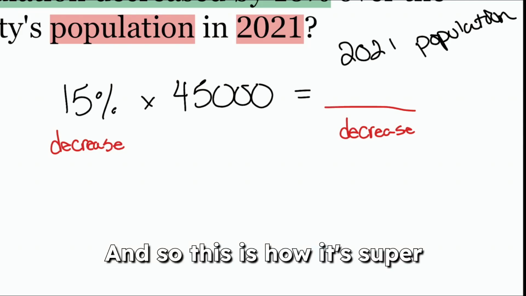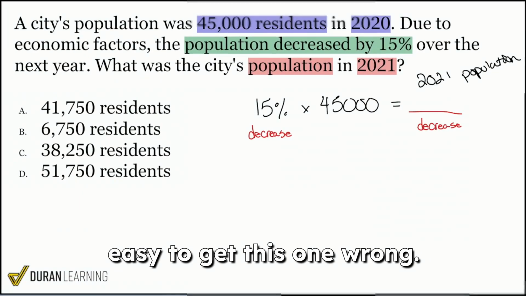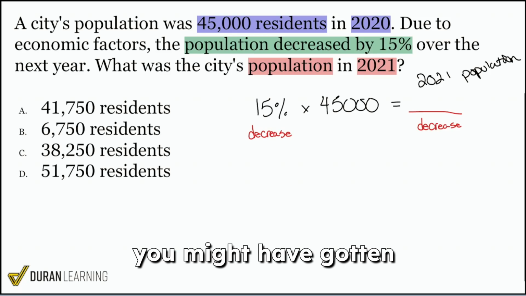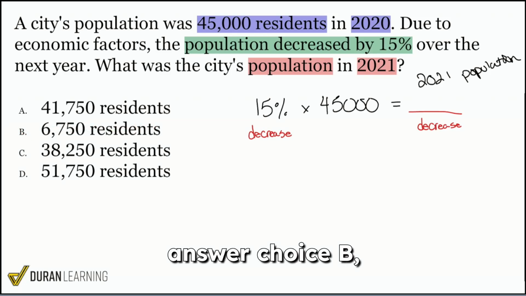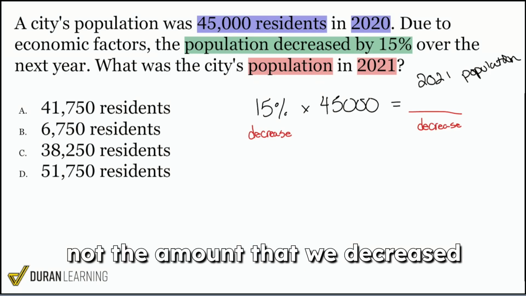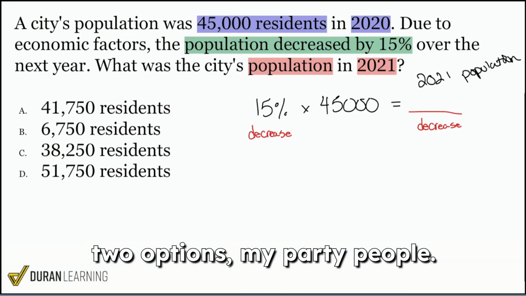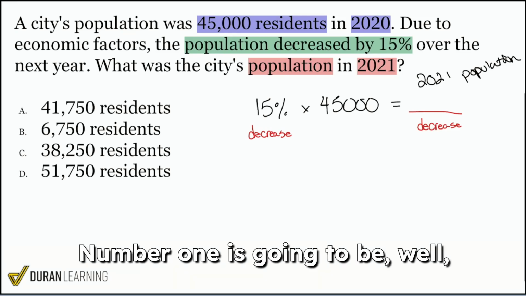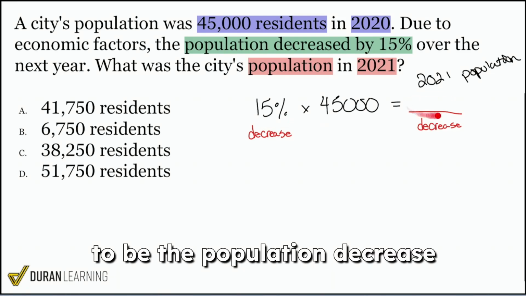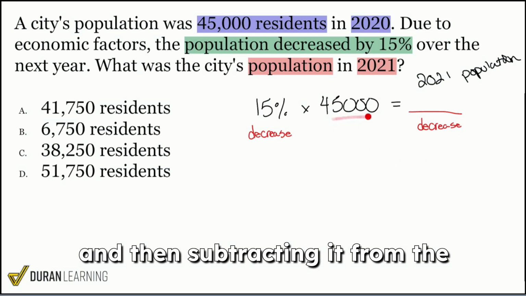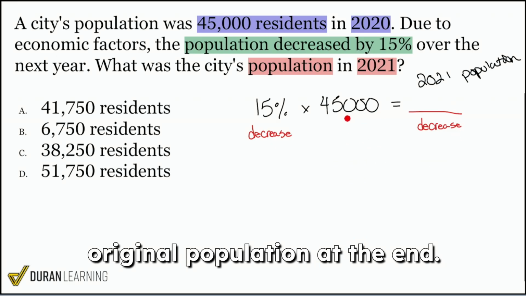And so this is how it's super easy to get this one wrong, because if you did it this way, you might have gotten answer choice B, which again is immediately wrong. We're looking for the population, not the amount that we decreased by. So there's two options here, my party people. Number one is going to be understanding that this is going to be the population decrease and then subtracting it from the original population at the end.